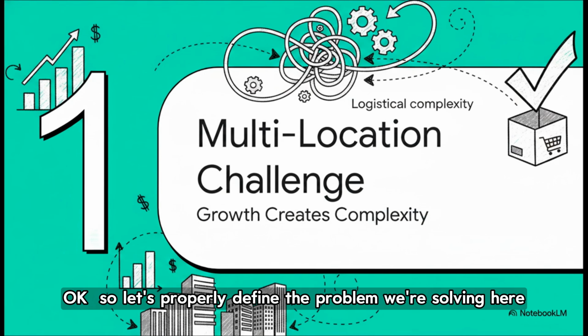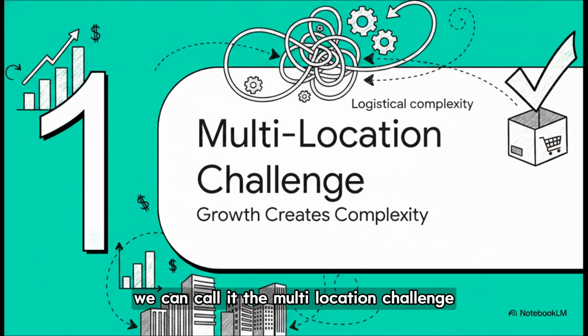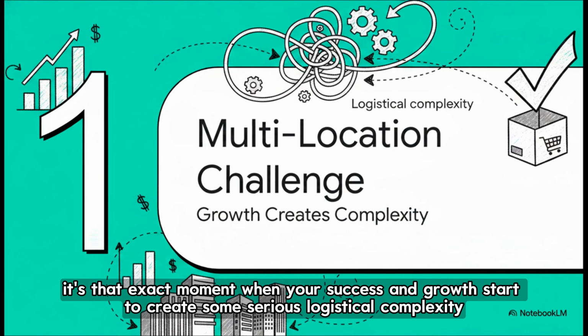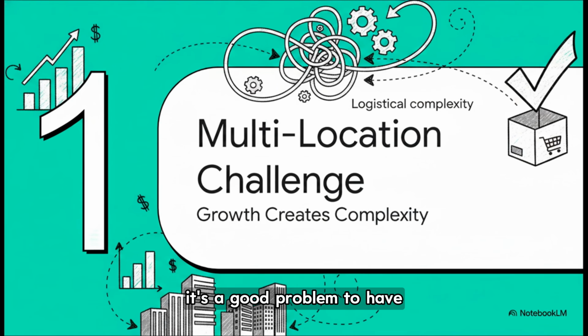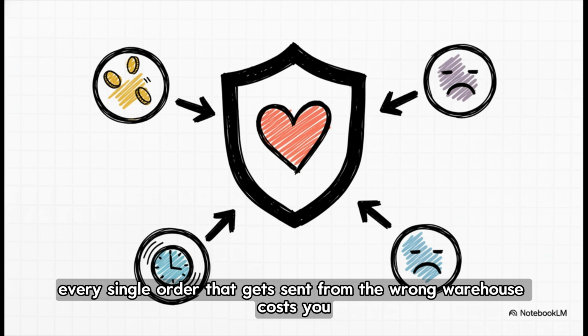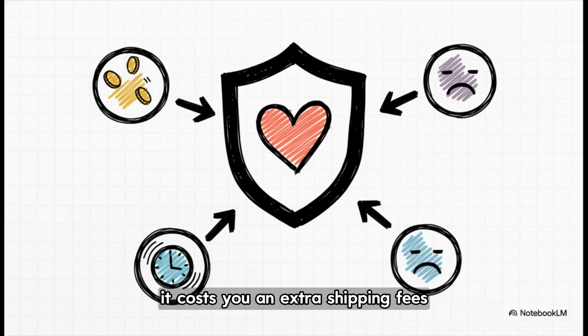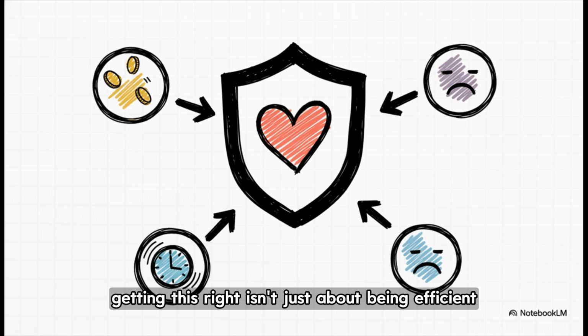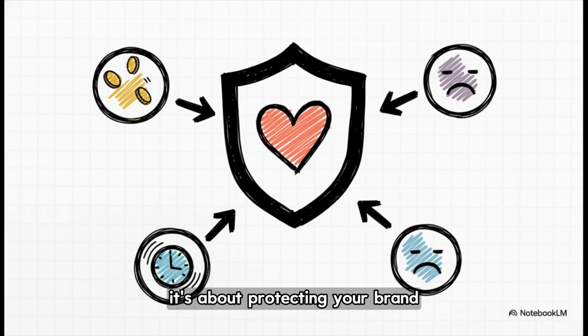Okay, so let's properly define the problem we're solving here. We can call it the multi-location challenge. It's that exact moment when your success and growth start to create some serious logistical complexity. It's a good problem to have, but it definitely needs a solid solution. And look, the stakes are pretty high here. Every single order that gets sent from the wrong warehouse costs you. It costs you extra shipping fees, it creates delays for your customer, and worst of all, it starts to chip away at the trust you've worked so hard to build. Getting this right isn't just about being efficient, it's about protecting your brand.